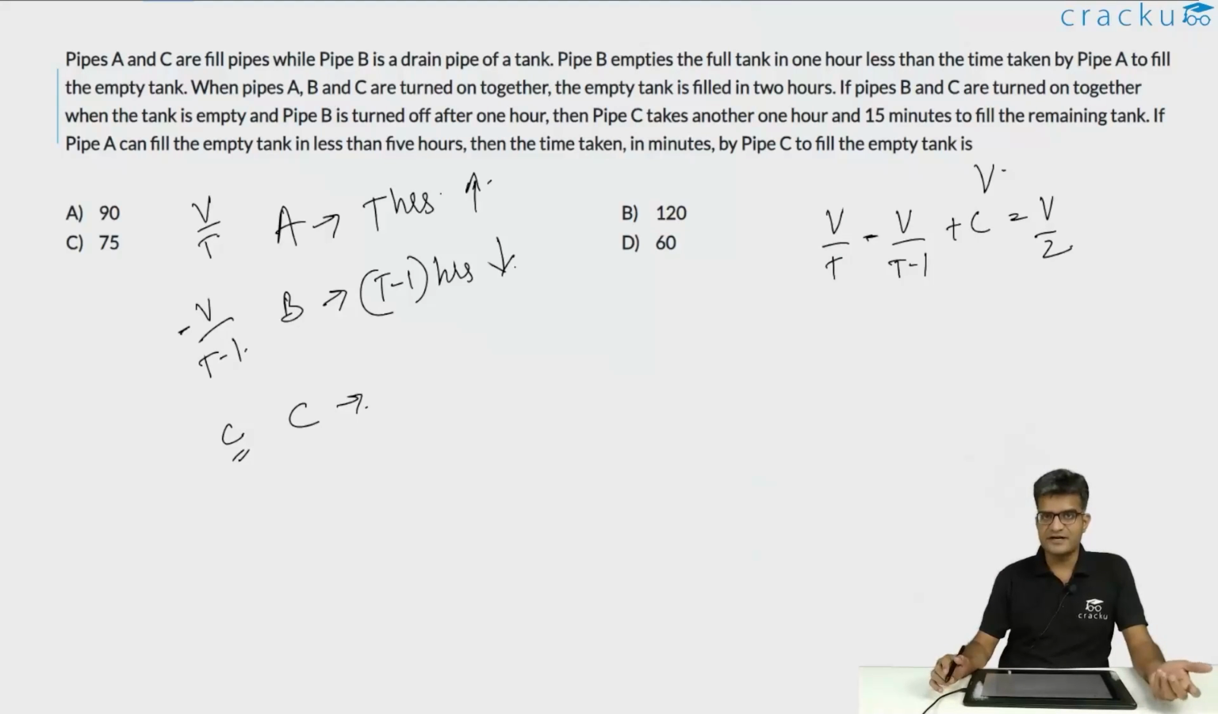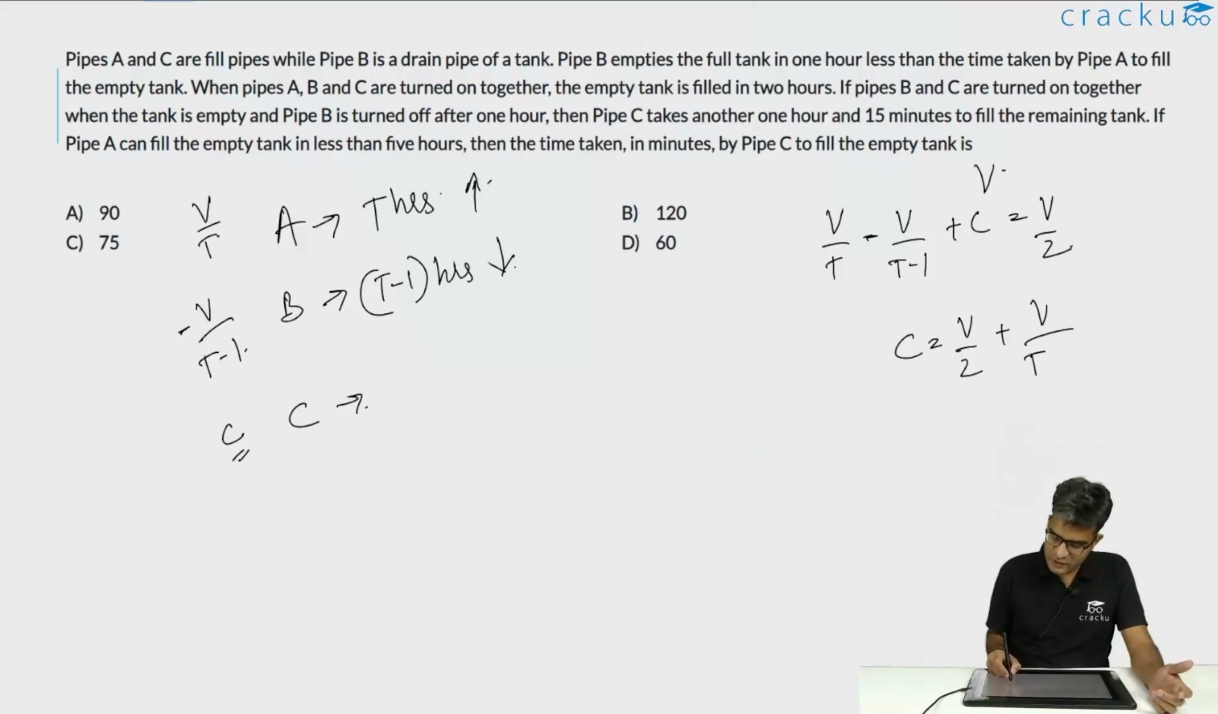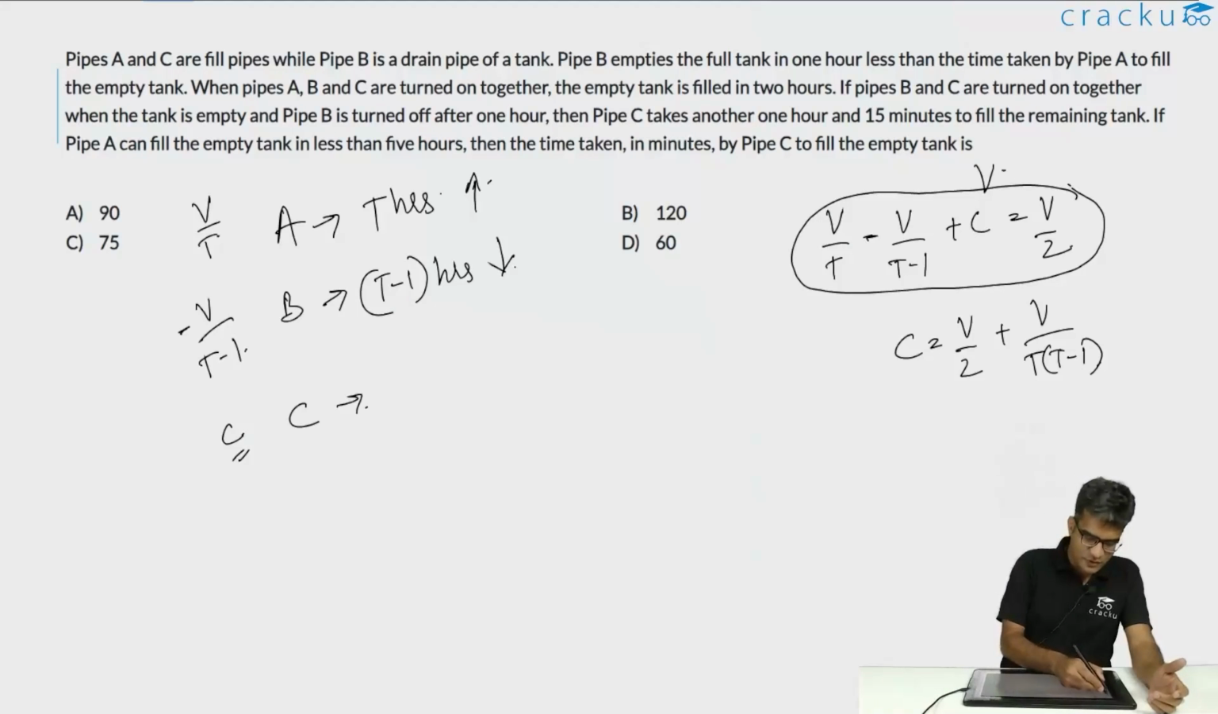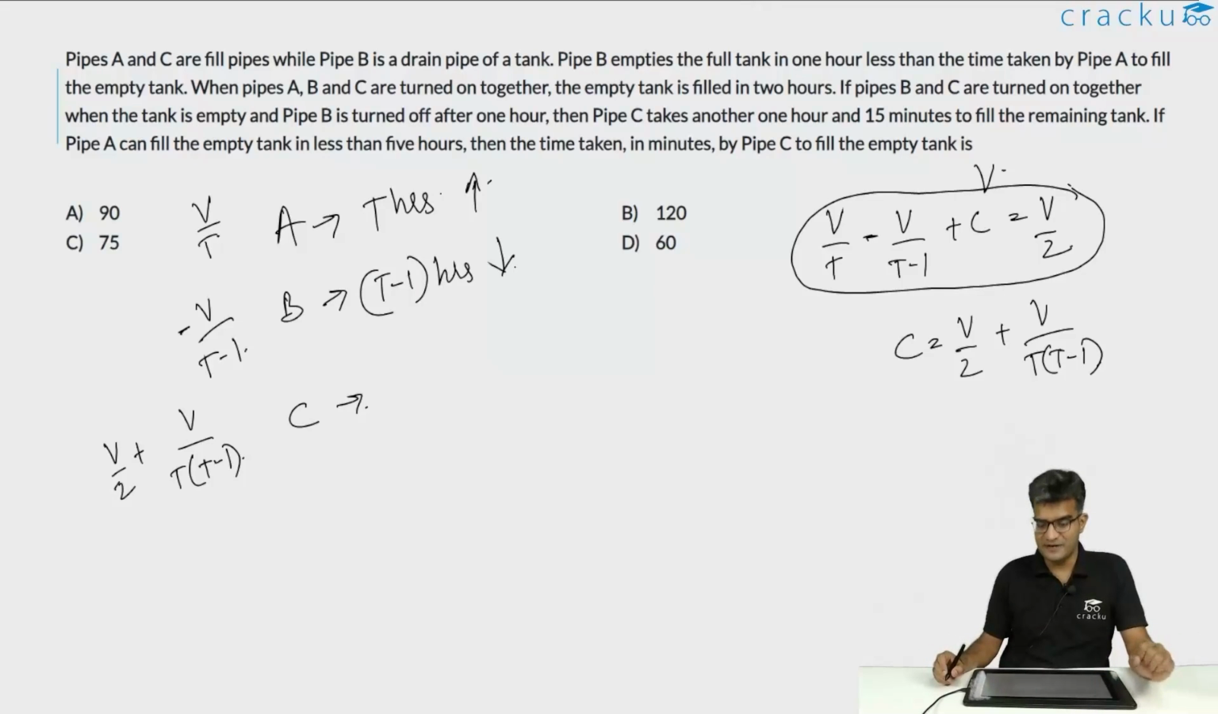So here we can calculate the value of C. So C is equal to V by 2 plus V by T into T minus 1. We are just simplifying this equation. The value of C will be equal to V by 2 plus V divided by T into T minus 1. That is the amount of water filled by C in 1 hour.